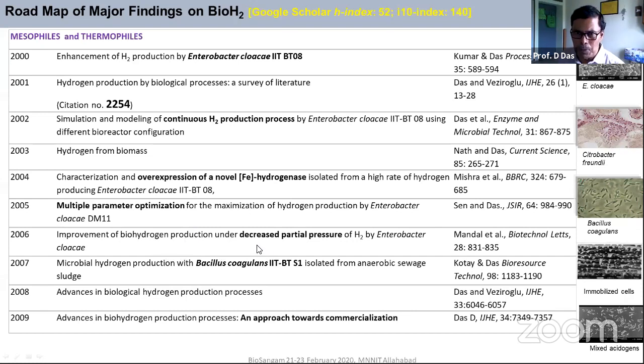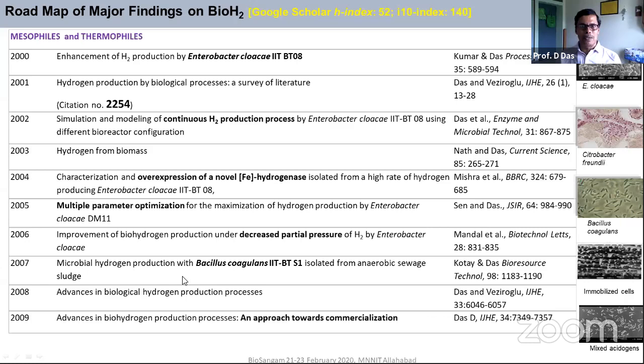Now, one interesting observation was that a decrease in partial pressure increased hydrogen production to a great extent. Because I shall show you that the equilibrium constant equals the concentration of product divided by the concentration of substrate. And since our product is hydrogen, if we apply vacuum, then what will happen? You are taking out hydrogen from the media, so naturally the hydrogen concentration will decrease. That increases the hydrogen production to a great extent. So this is the benefit of this.